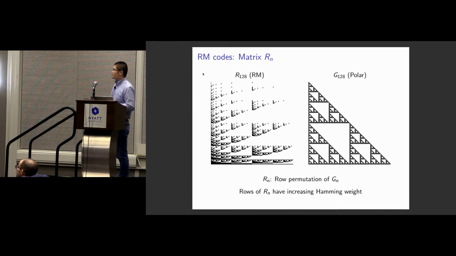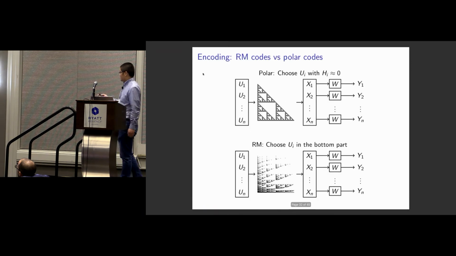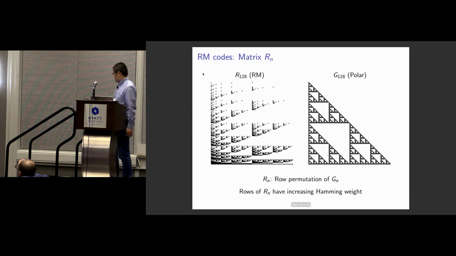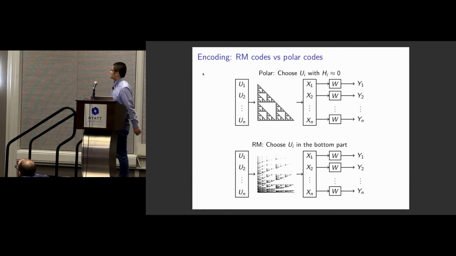It turns out that the matrix Rn for Reed-Muller codes is just a row permutation of Gn. The row permutation is done in such a way that the rows of Rn always have increasing Hamming weight. Okay, so the first row has weight 1, and the last row has weight n. So these two are still square matrices. For data transmission, we of course only use some rows of these 2 square matrices.